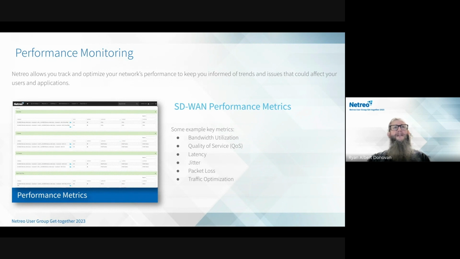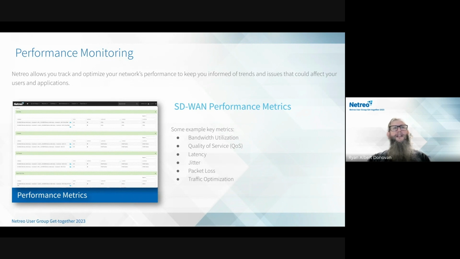One fundamental element of performance monitoring has always been tracking bandwidth usage. But in addition to bandwidth utilization, quality of service is a crucial consideration. QoS allows you to prioritize certain types of traffic over others based on their importance to the business. For instance, video conferencing and VoIP traffic may receive higher priority than non-critical data transfers. Monitoring application and tunnel performance is another integral part of performance monitoring. It involves tracking metrics like latency, jitter, and packet loss.